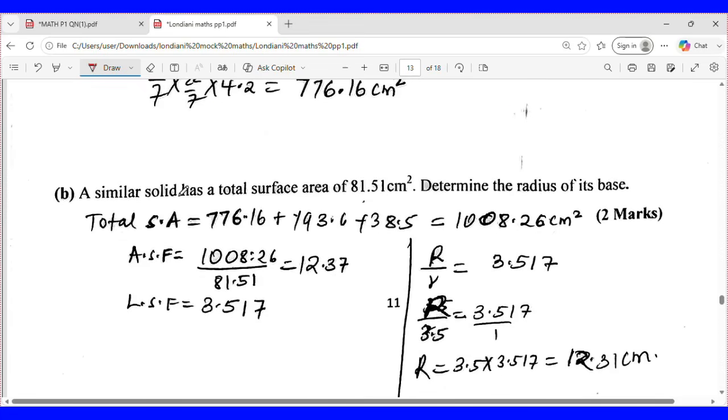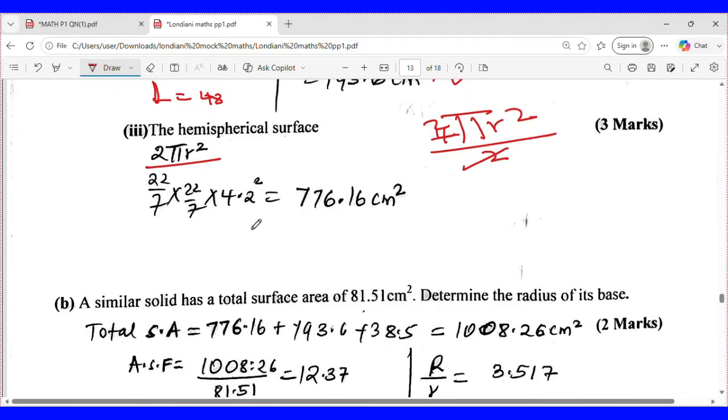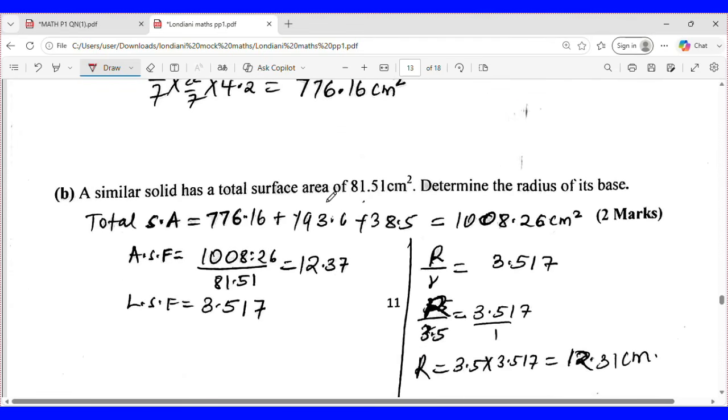The similar solid has a total surface area of this. Determine the radius of its base. So if the total surface area is this, we need to get the total surface area of this thing we have calculated here, the surface area of the core of the solid we were given. So that one gives us this. Then we will use the linear scale factor, volume scale factor to get what we don't have. So it means the radius for that one is going to be 12.31.